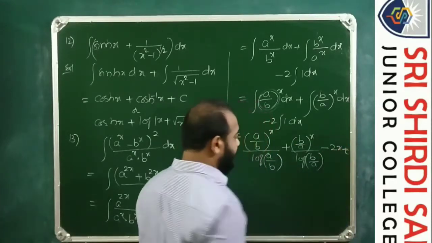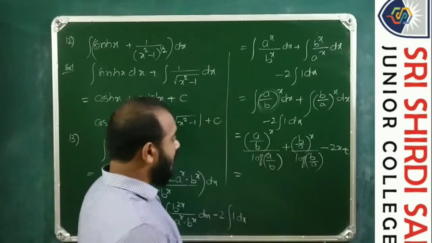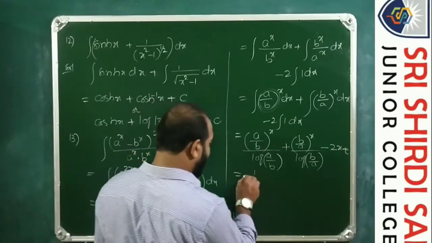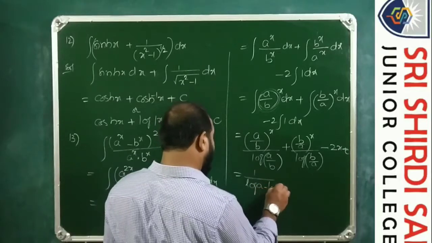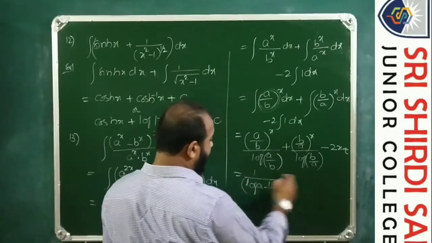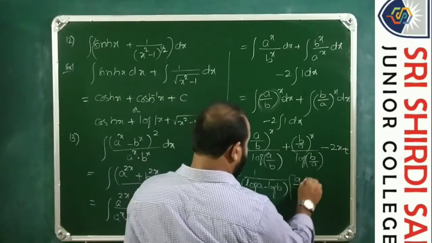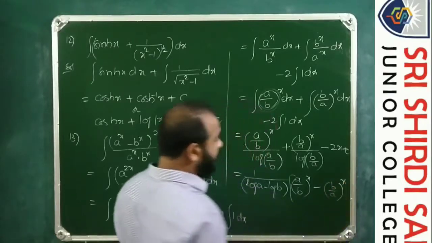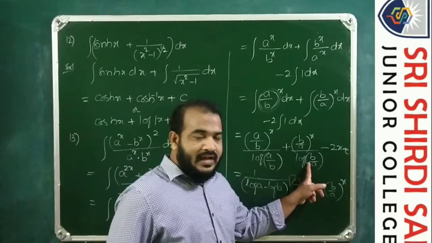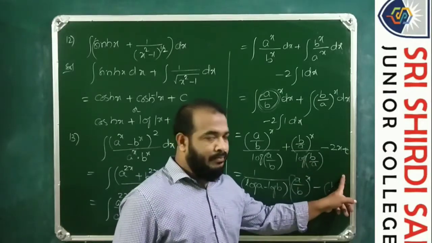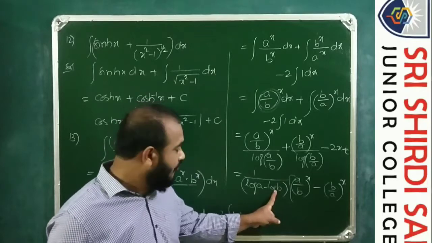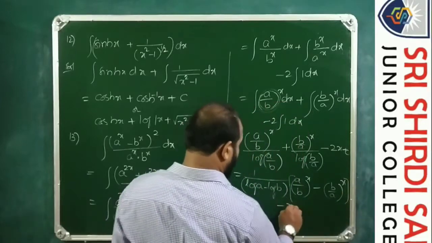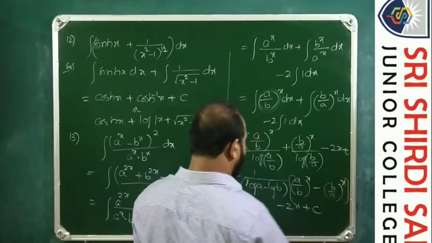So this is equal to, log(a/b) is log a minus log b. So 1 by log a minus log b, if you take common in both of them, this is (a/b)^x, this is minus (b/a)^x, because log(b/a) is log b minus log a, but we are taking log a minus log b, therefore it is differed by a negative sign, minus 2x plus constant of integration c.